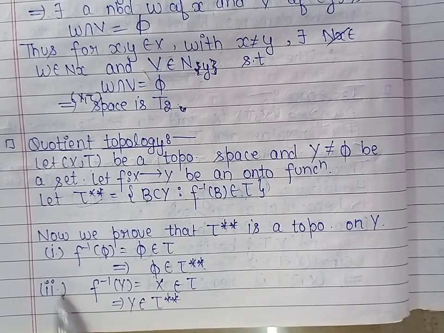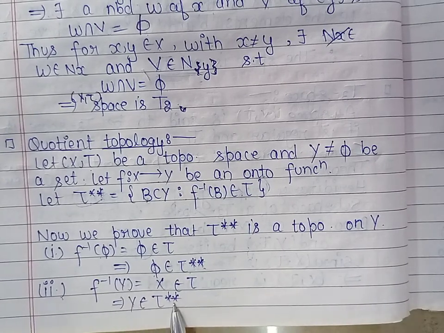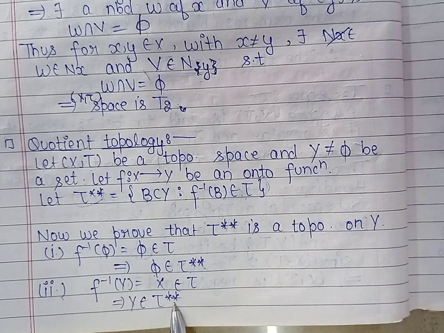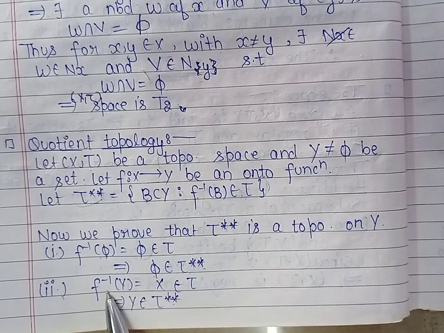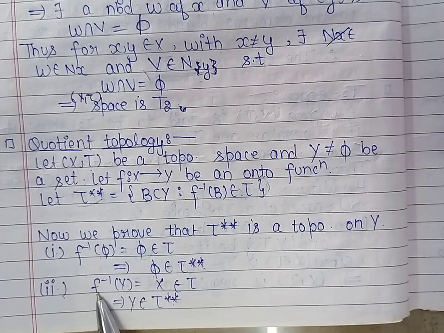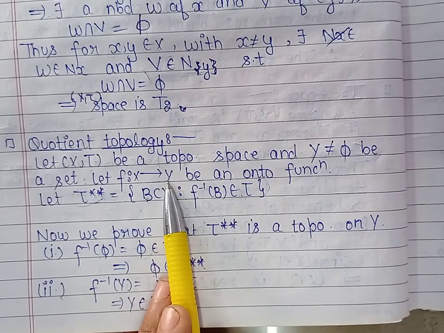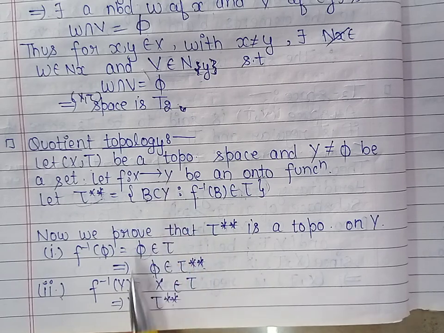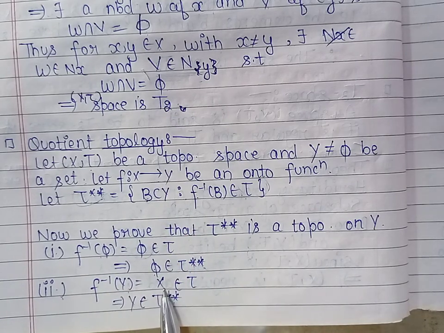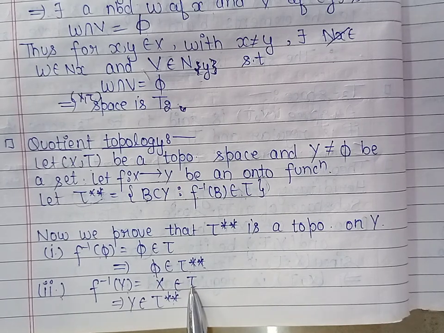Now next we show that Y belongs to the collection tau**. So let us find the inverse image of Y under the function f. Now by definition, because f is a function from X into Y and the function is onto also, f inverse of Y is the whole space X, and X belongs to the topology tau.